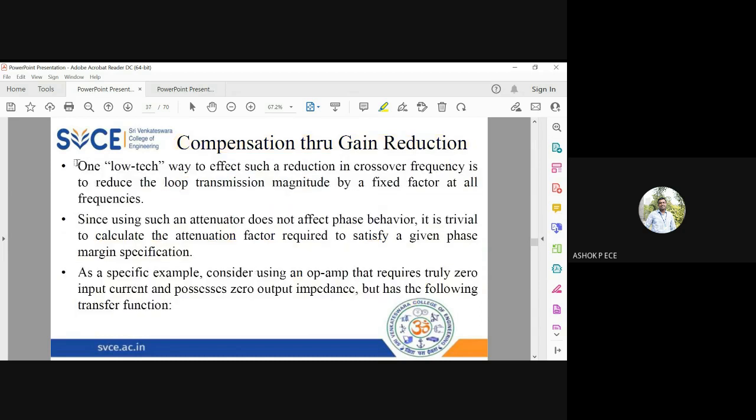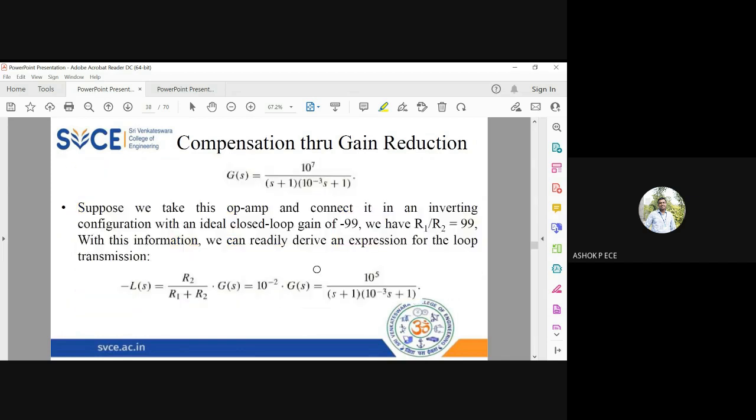One very crude way of achieving less negative phase margins is by reducing the crossover frequency. Using an attenuator, I am going to reduce the gain. So I'll be going for an attenuator. The attenuator will just reduce the gain; it will not affect the phase angle of your system. You can take an op amp and design an attenuator network, which will just reduce the gain value so that the phase margin is relatively less negative.